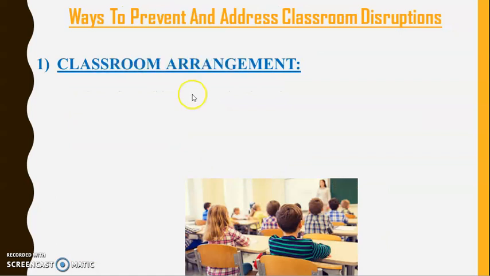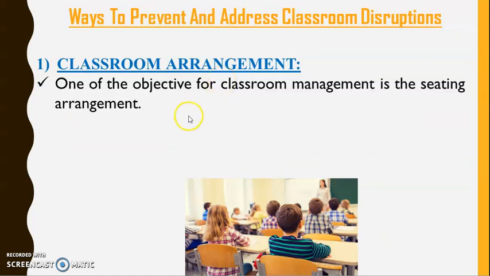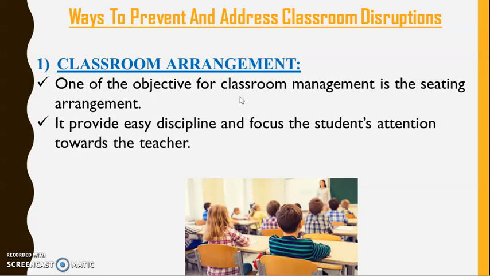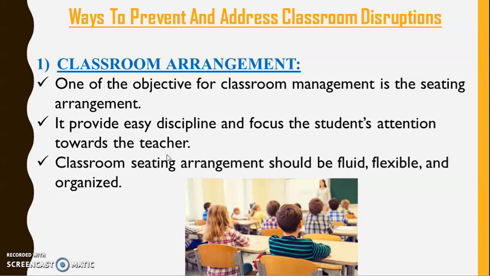Now the first one, that is classroom arrangement. One of the objectives for classroom arrangement is the sitting arrangement. So how your class is arranged, or the sitting arrangement within the classroom matters a lot. It provides easy discipline and focus students' attention towards the teacher. So there are various ways by which the classes could be arranged, like a row pattern, like a curve shape, okay, or in groups, 4 chairs are together, used together in a group. Classroom sitting arrangement should be fluid, flexible and organized so that it could be used for different types of teaching approaches and methods that a teacher wants to employ.